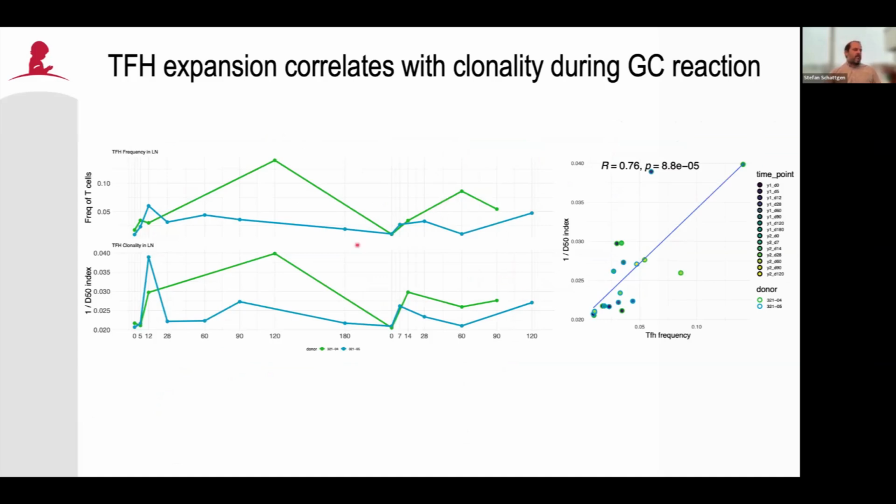So first, we're simply looking at the frequency of the TFH cells within the lymph node and also the clonality over this time course. What becomes immediately obvious is that there's a correlation, a linear relationship, between the frequency of the TFH cells and their clonality at that time point, which we can see over here. So basically, as these T cells are increasing in their frequency, it's due to clonal expansion, not due to lots of new clonotypes necessarily coming into the germinal center reaction.